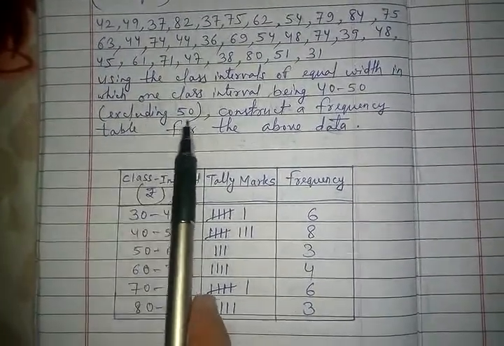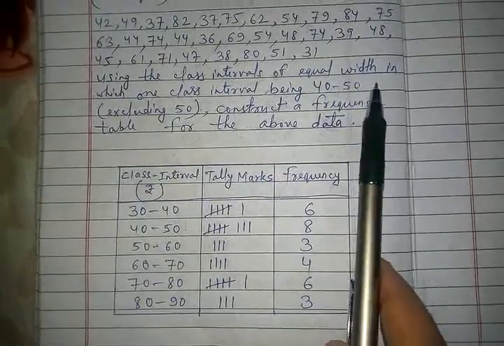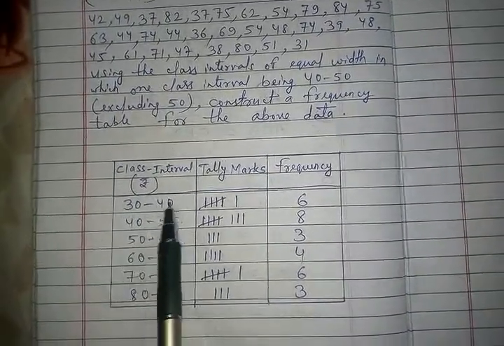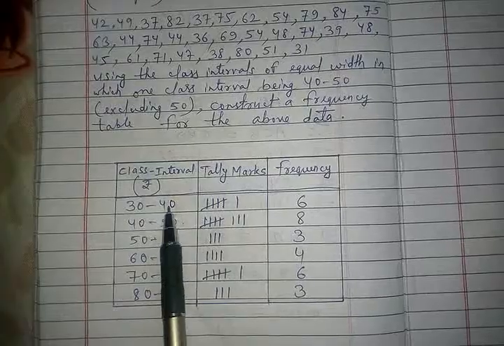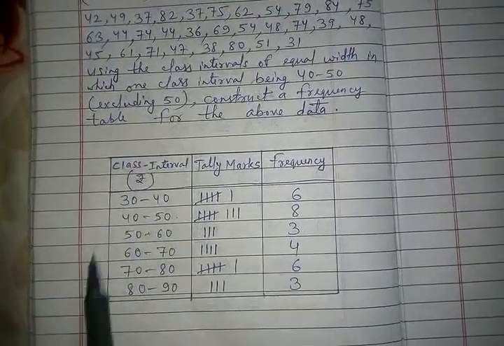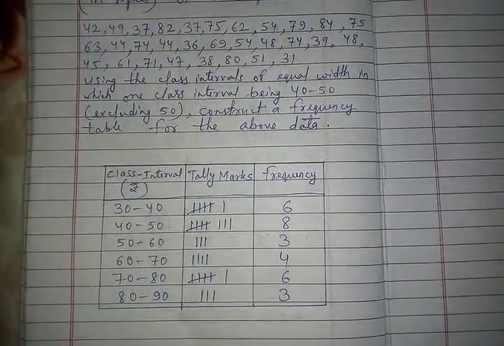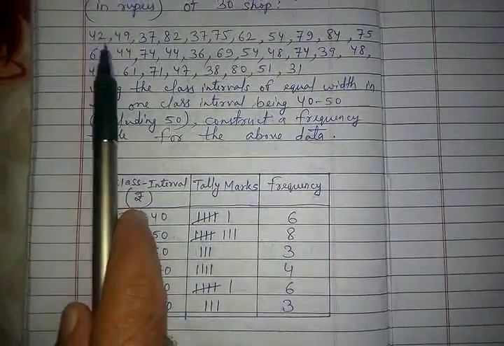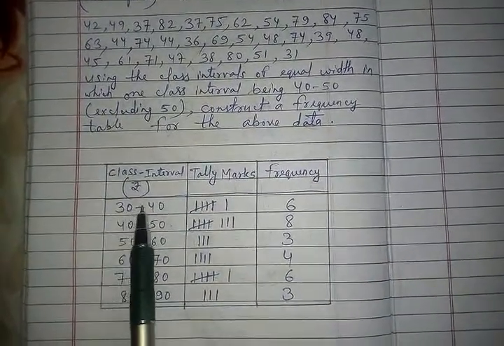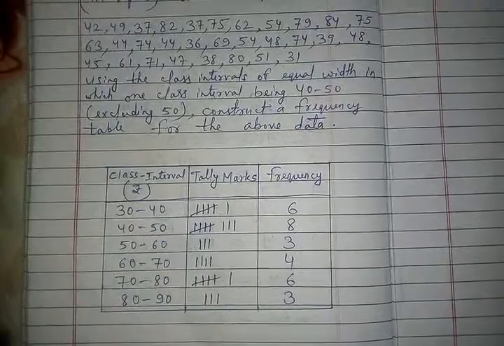Why? Because excluding 50 means don't take 50. Similarly 30 to 40 means excluding 40. From this part we have to understand for all the class intervals. So you count those numbers which come from 30 to 40 but excluding 40.